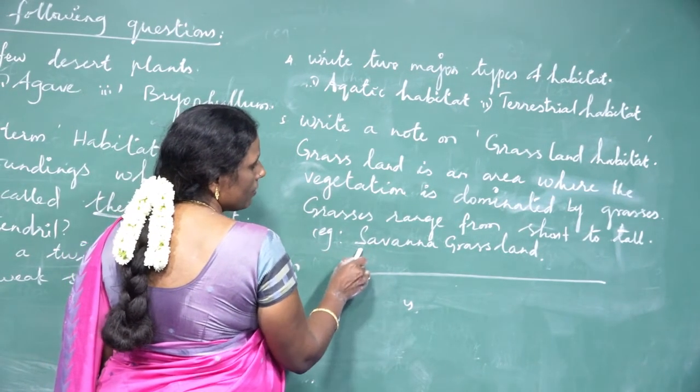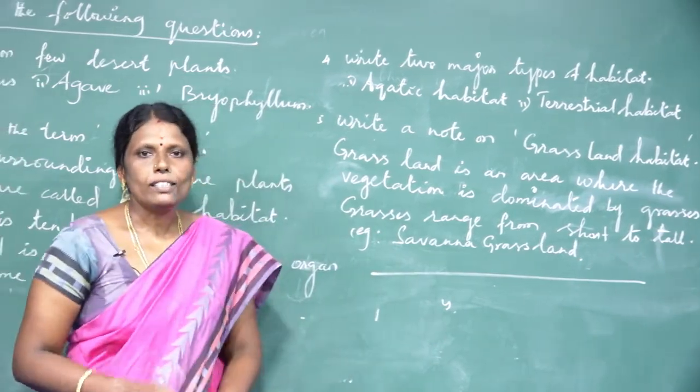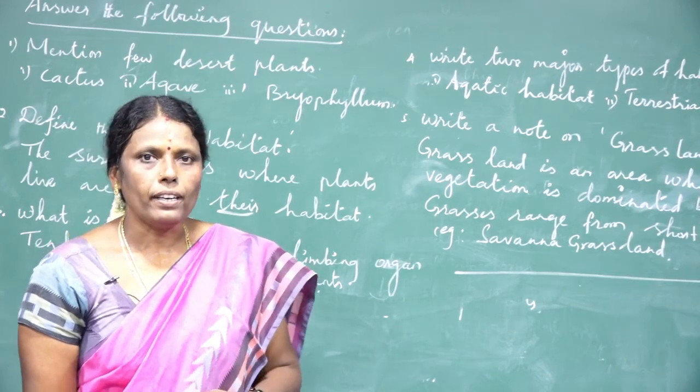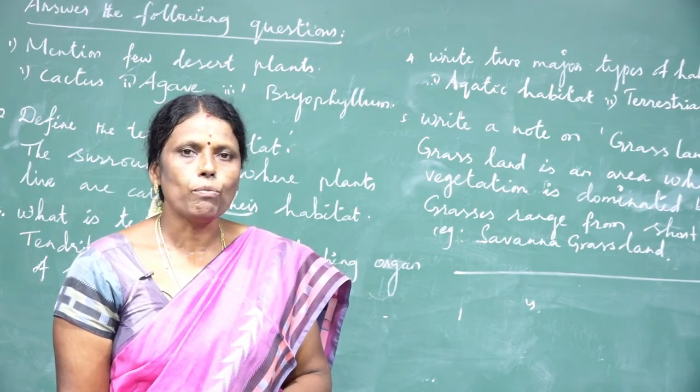For example, savanna grassland. Okay, children, today we have discussed types of habitat, plant adaptations and modifications.